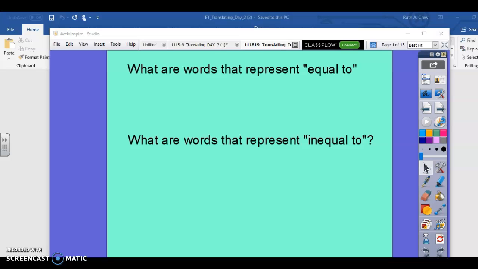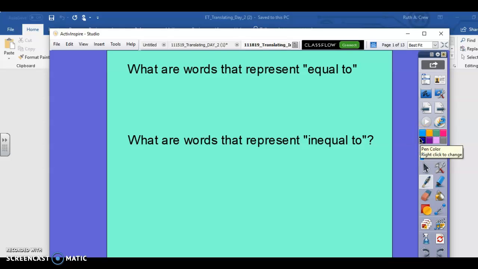All right, here is your warm-up for the day. It says, what are words that represent equal to? So you'll write your answer in your notebook. And then the second one says, what are words that represent unequal to? So go ahead and press pause, enter this into your notebook, and then we'll continue.